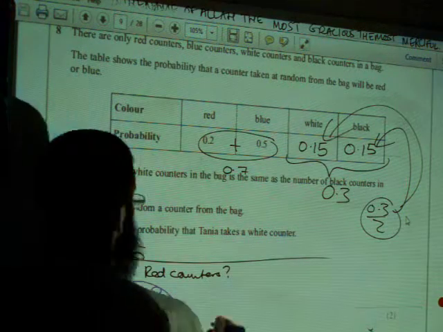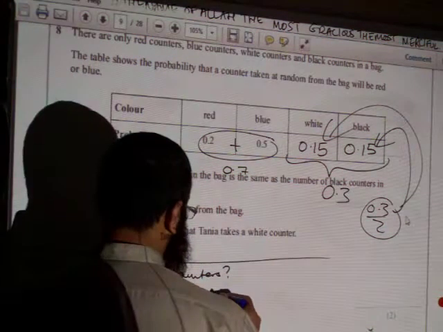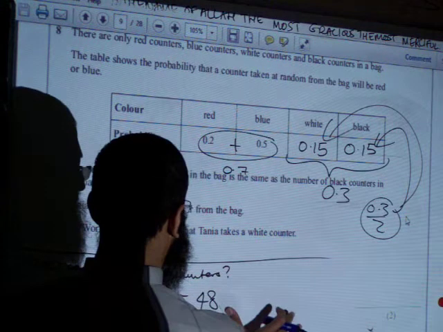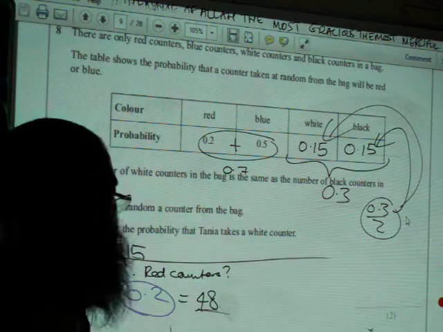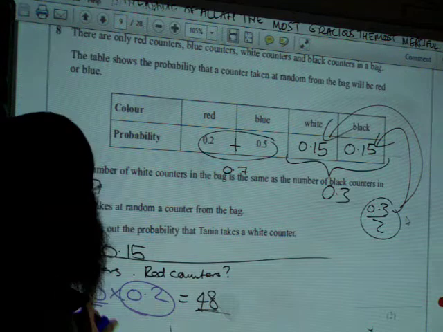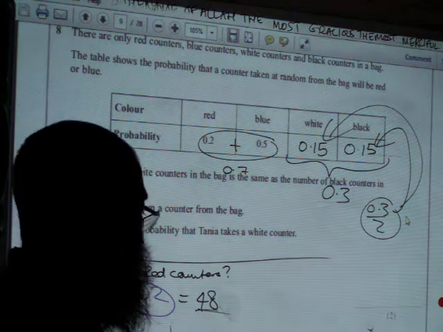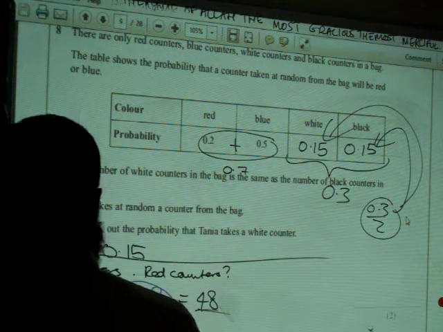Lovely, a bit of mental maths there. Always healthy. So what did we say? We said the answer was 48. So the number of red counters is 48. And that's the end of question number 8. All done. Okay, give me the next question, please.